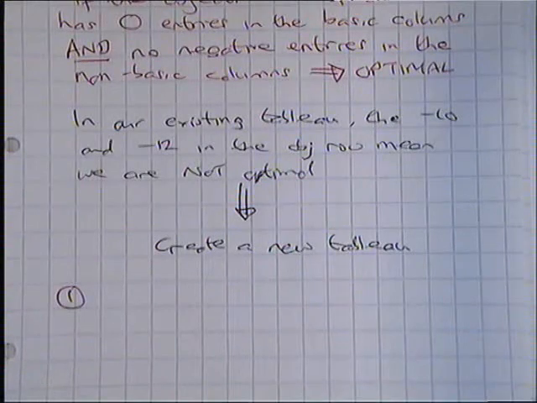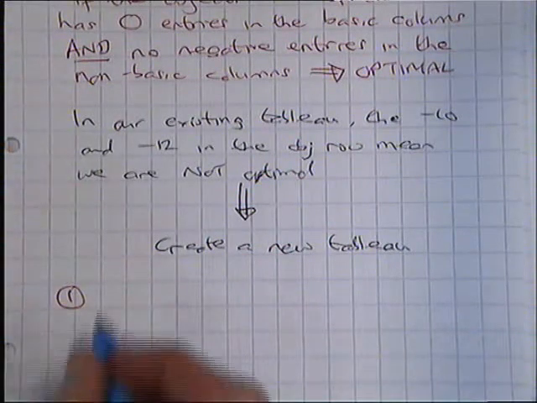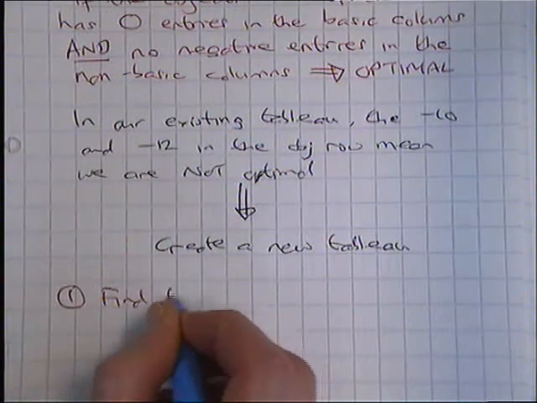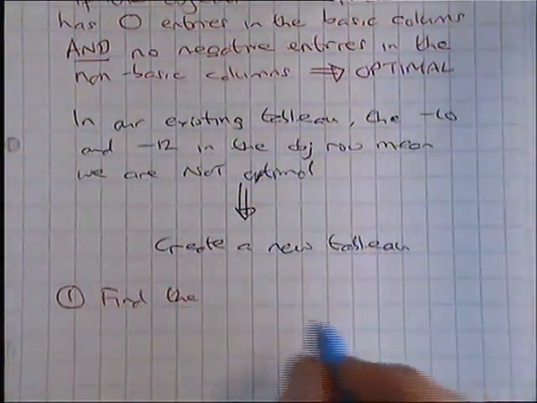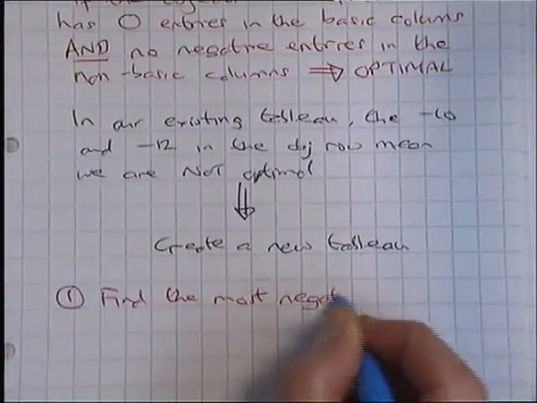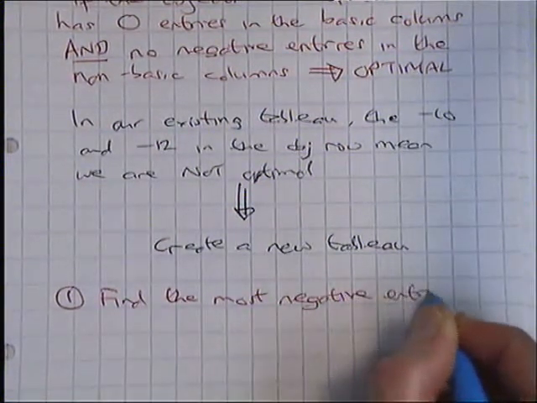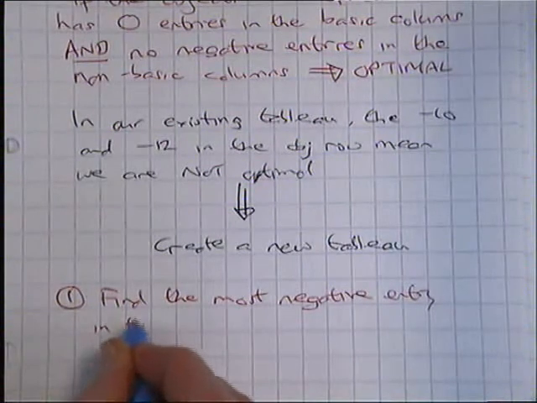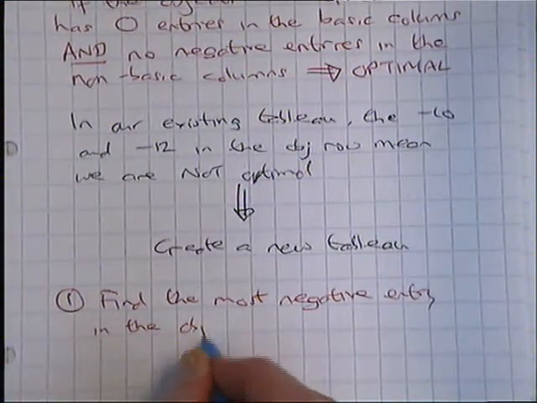Table. Step 1 is you find the most negative entry in the objective row.